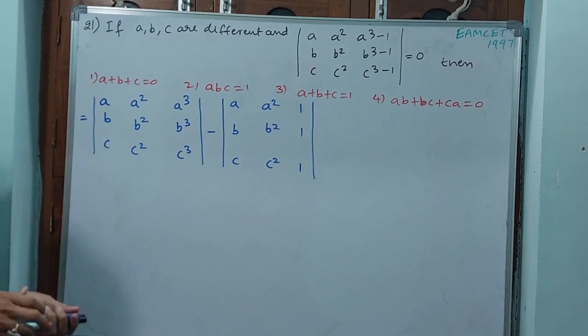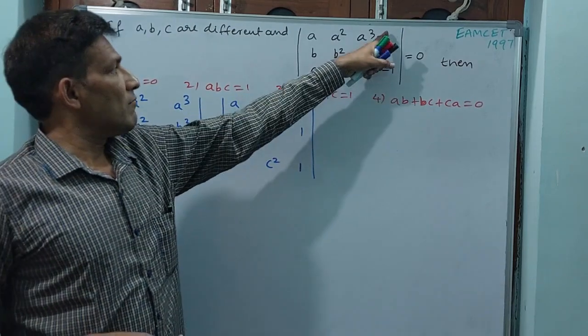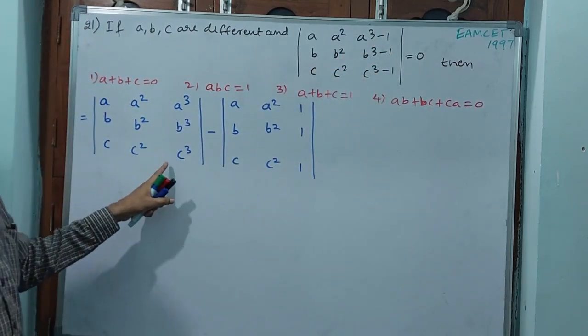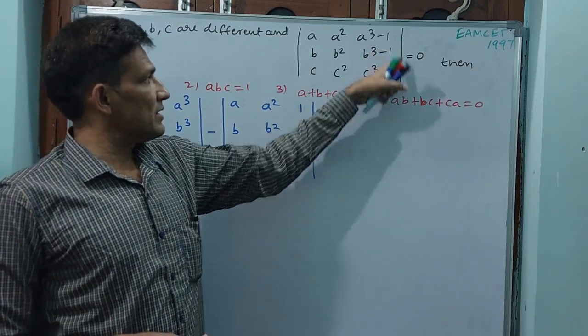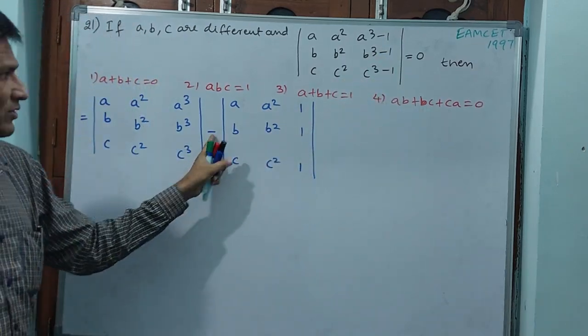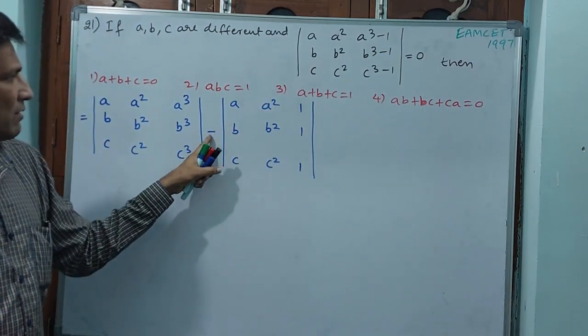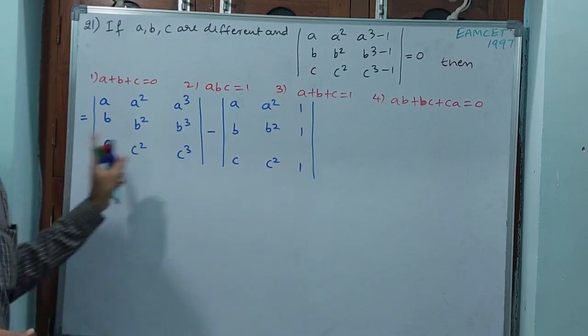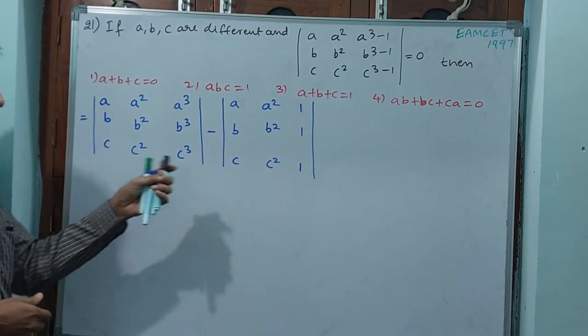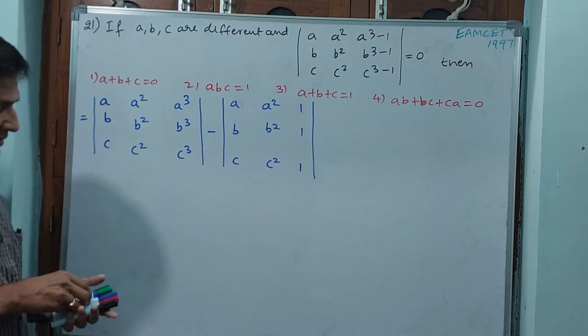Is it correct? Okay, 1, 1, 1. The A cube, B cube, C cube is in a different determinant. Minus 1 is different. Minus 1 means we can write it as a separate determinant, take the minus common, and 1, 1, 1. Is it correct or not? We have got one property, and because of that property we have made it like this.